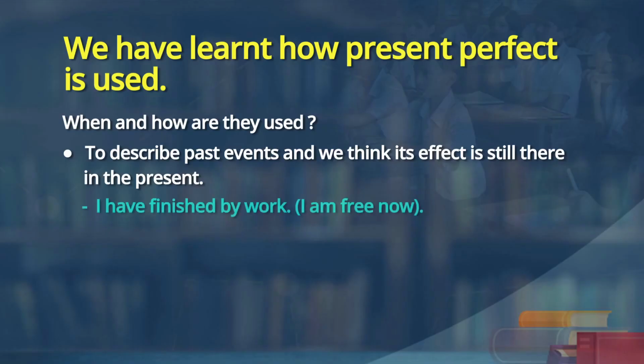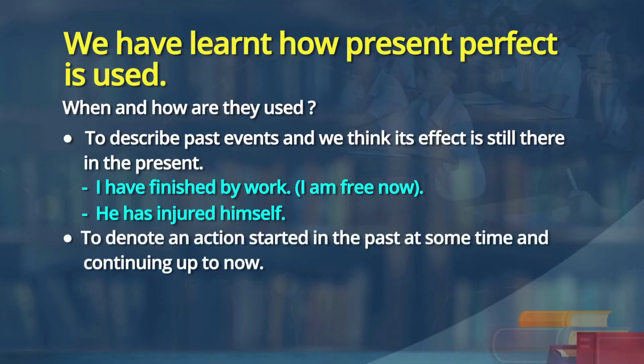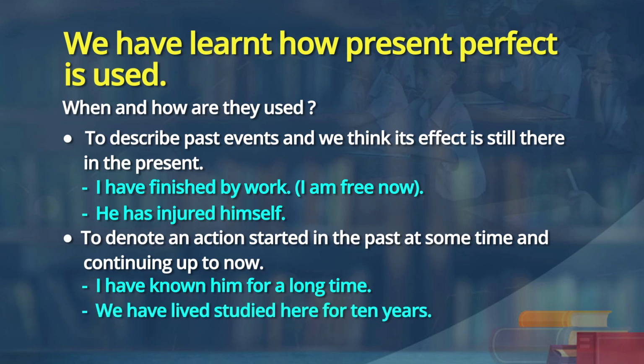Okay, now, the example for this, I have finished my work, I am free now. He has injured himself. So, in such events also present perfect is used. And another thing, the marriage example is much more relevant here, to denote an action which took place in the past, but continuing now. For example, I have known him for years, we have lived here for 10 years. Present perfect continuous also we can say, I have been living in this place, that is another thing, but here present perfect also we can use that way. So, these are the occasions, learners.